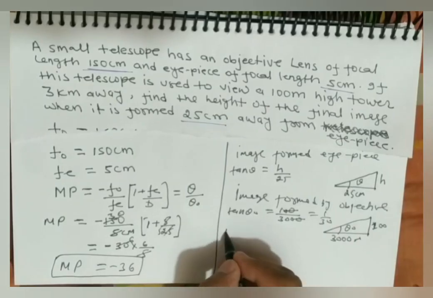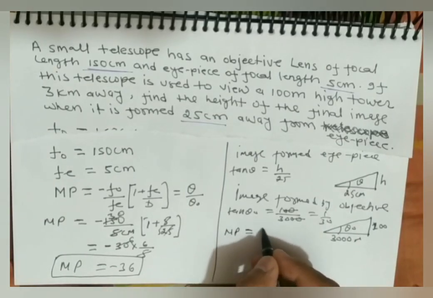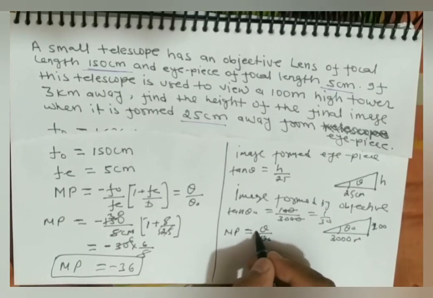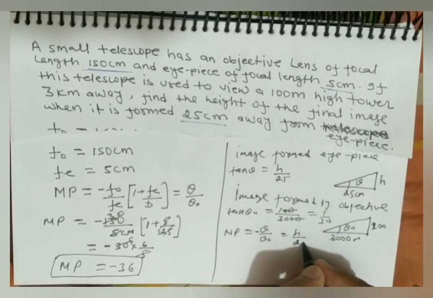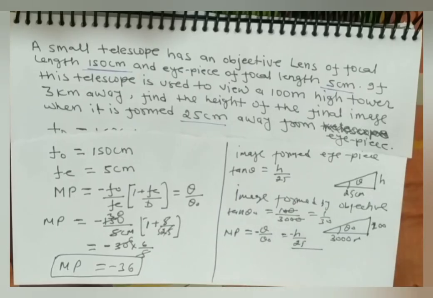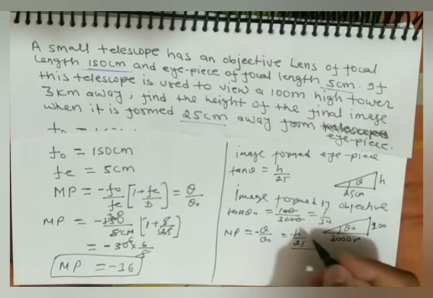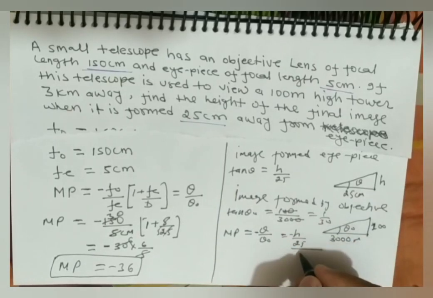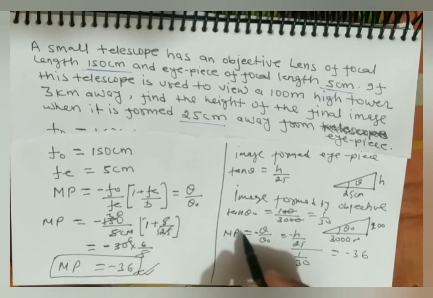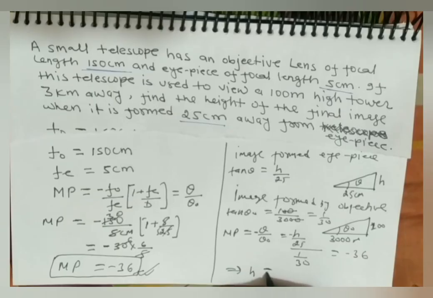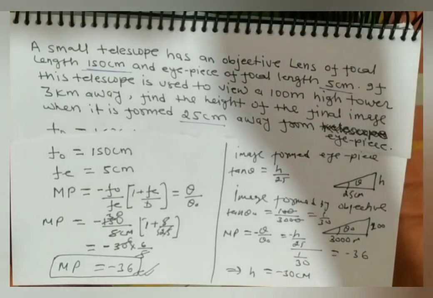Now MP, we know that MP equal to theta upon theta naught. So it will be h upon 25 upon 1 upon 30, and that is equal to minus 36. Already we have calculated the magnifying power. On solving this we will get h equal to minus 30 centimeter. Okay, thank you.